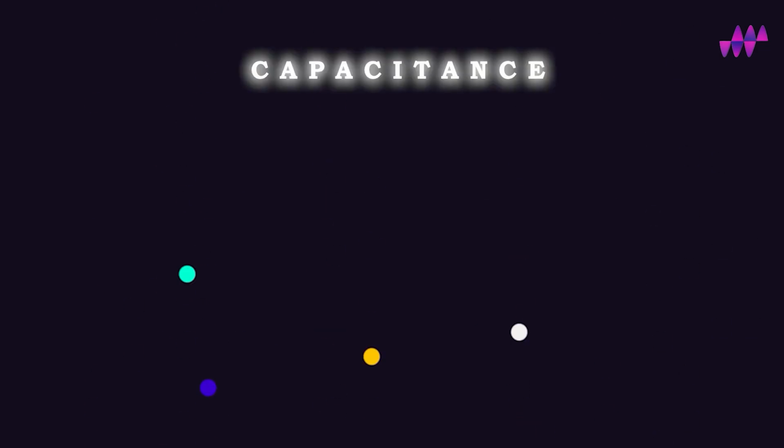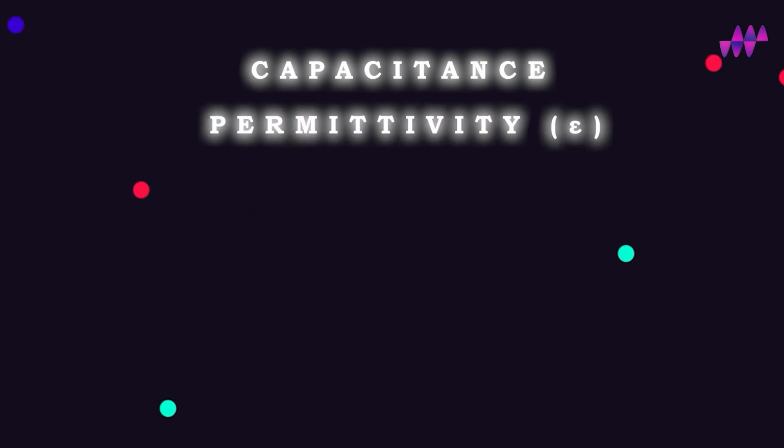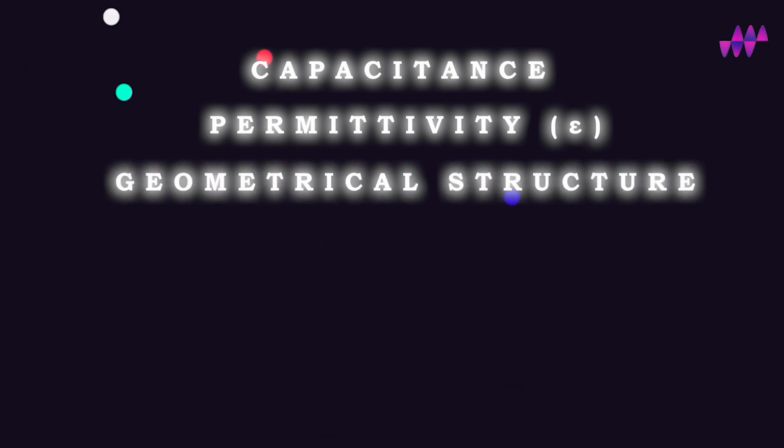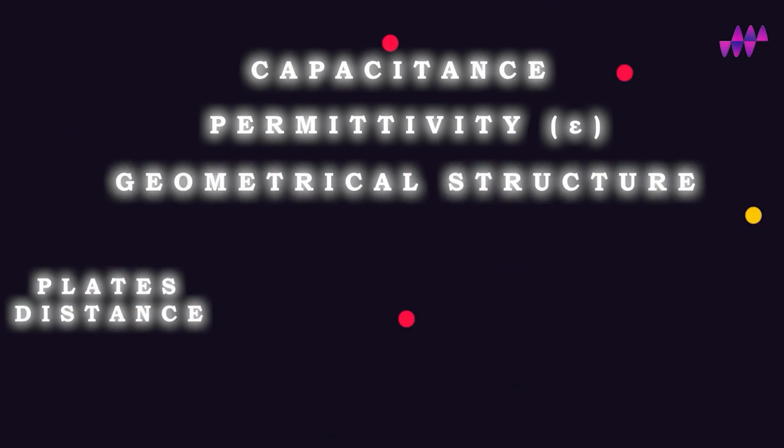There are some factors that influence the capacitance strength, such as, first, dielectric material permittivity. The larger the permittivity, the larger the capacitance. Second, geometrical formation. The smaller the distance between the capacitor's conductors, the larger the capacitance.